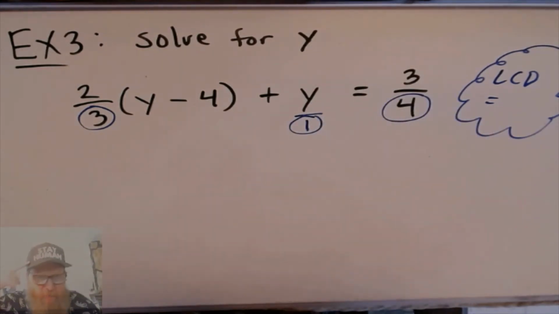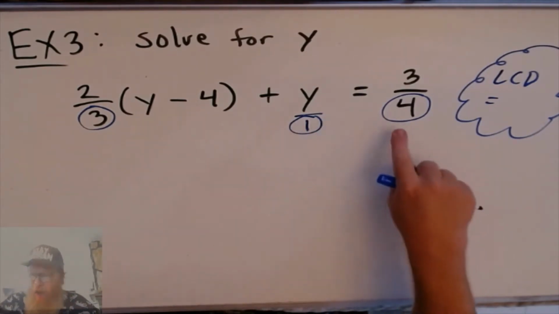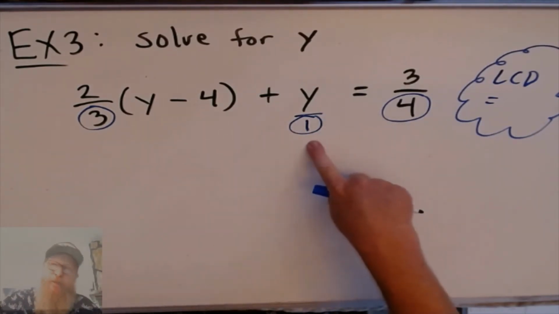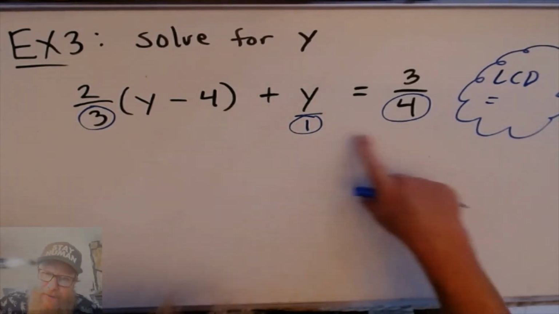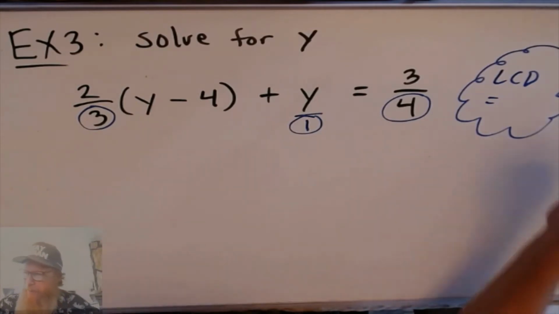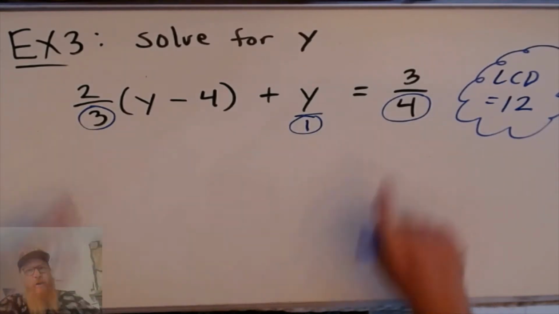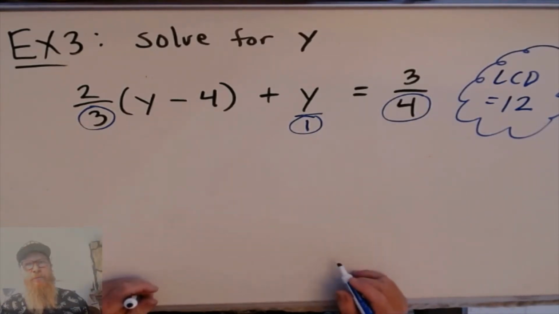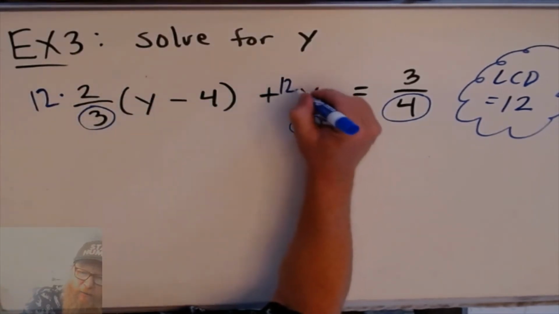Most of these you can do with mental math. What's the smallest number that's divisible by 3, also divisible by 4, and divisible by 1? Remember, every number is divisible by 1. So it's really the 3 and the 4 that matter. And that would be 12. Yeah? 12 is the smallest number divisible by all of these denominators. So we're going to multiply everybody by 12.